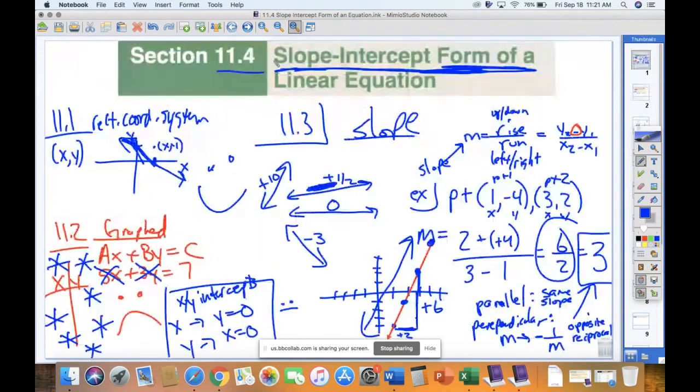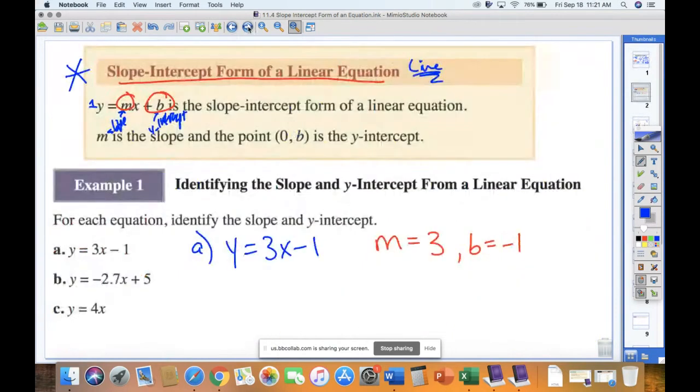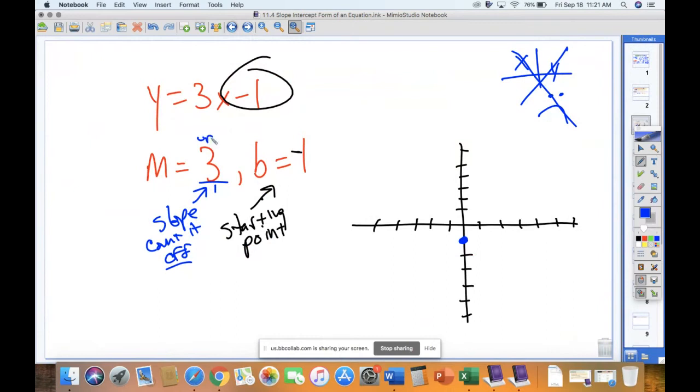Remember back on the first slide, I said the slope was the rise over the run, the up, down, over the left, or the right. So that means I'm going to go up 3 and right 1. I'm just going to count it off. Up 3, 1, 2, 3, over 1, there's another point. I've already got 3 points now. Very quickly, I've got a line.